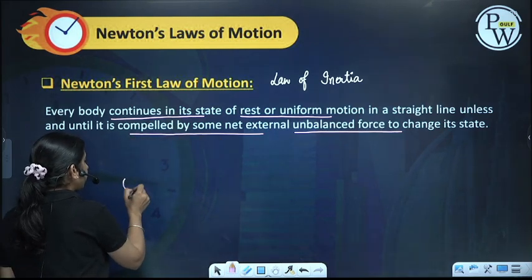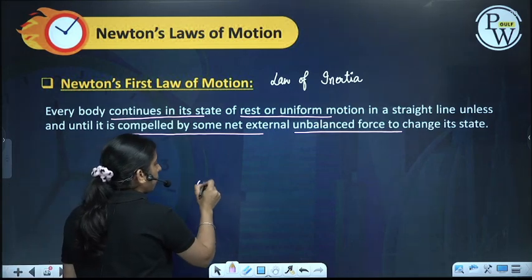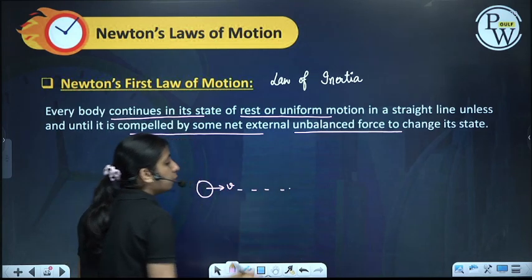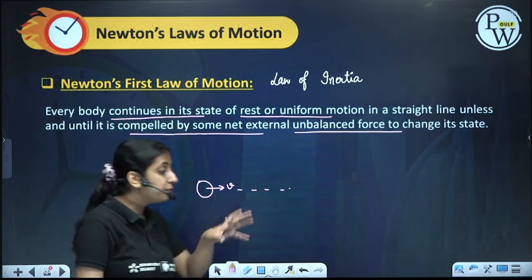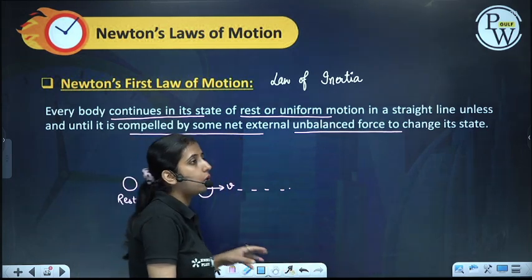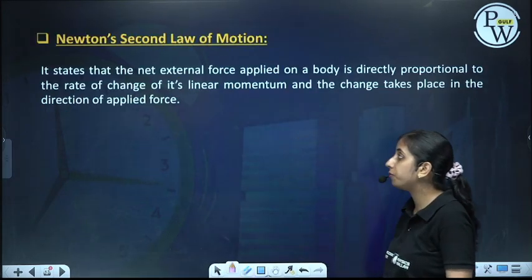If a body is at rest, it will remain at rest. If a body is moving with velocity v, it will continue to move with the same velocity until we stop it by applying some force. Okay, so this is the law of inertia. Now let's see Newton's second law of motion.